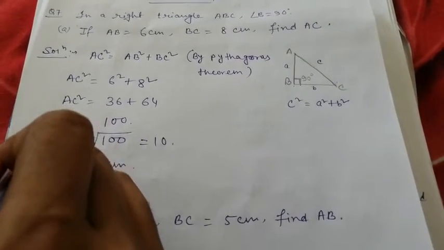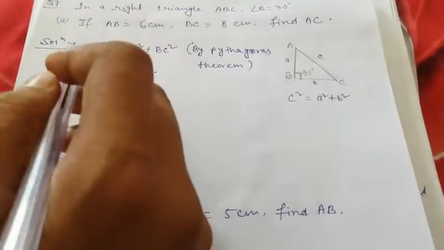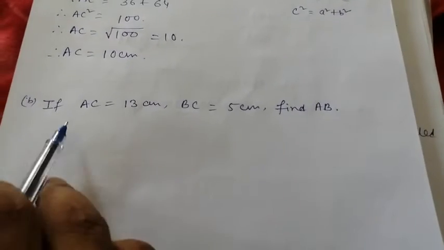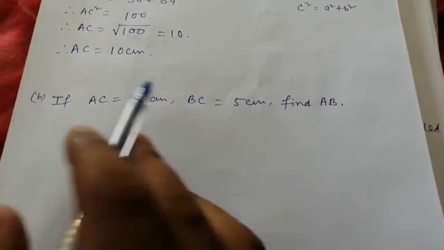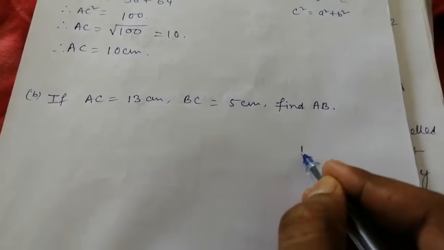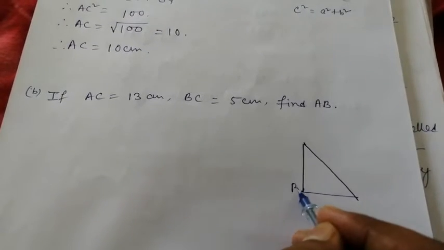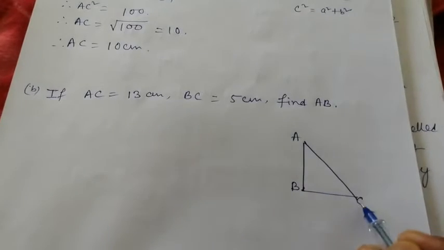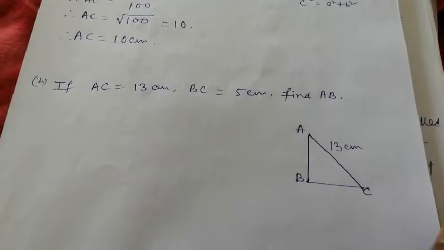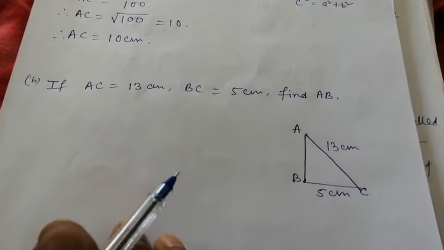All of you understand? Like this you have to solve the next question also. Just the same formula you have to apply. See here. This question says AC is given, BC is given, and AB you have to find out. So again you have to make this triangle, the same right angle triangle at B. This is A, this is C. So AC is given how many? That is 13 centimeter. Now BC is given as 5 centimeter, and AB we don't know.